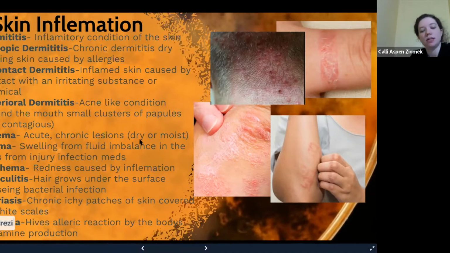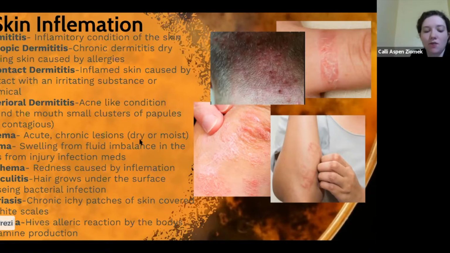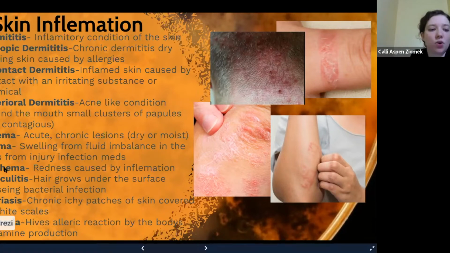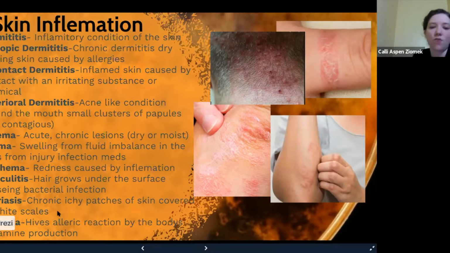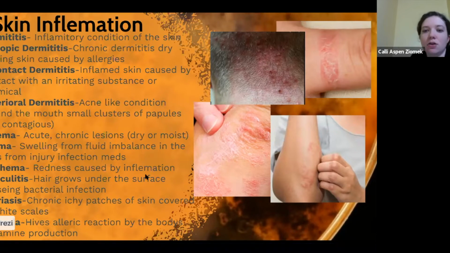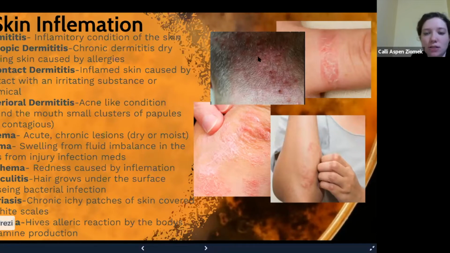Erythema is a redness caused by inflammation, so that will always go along with the edema. It's just when your skin turns red because it is irritated by something. Folliculitis is this top one that you see of this man's head. It's hair growth under the surface causing a bacterial infection, also like ingrown hairs, but you can see it specifically on the back of his scalp.